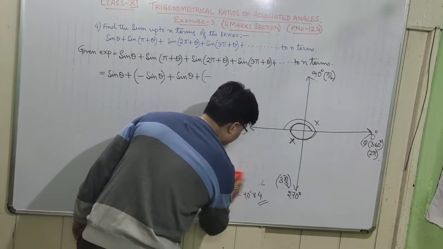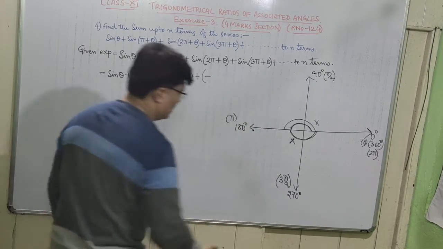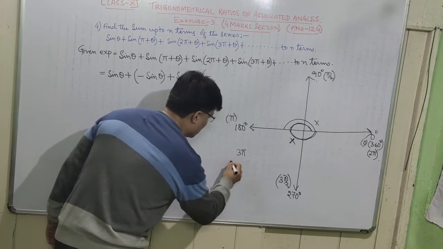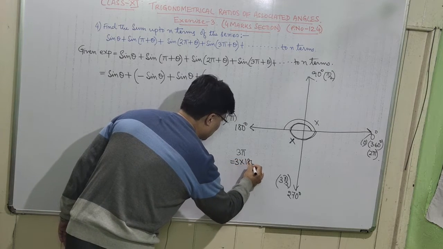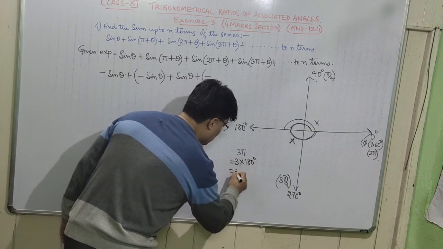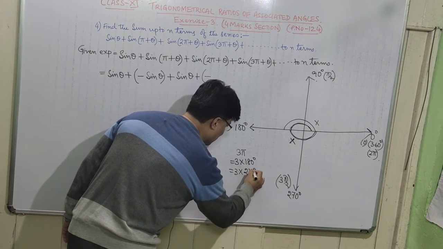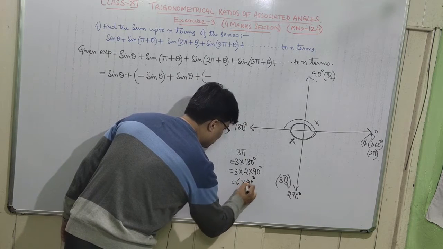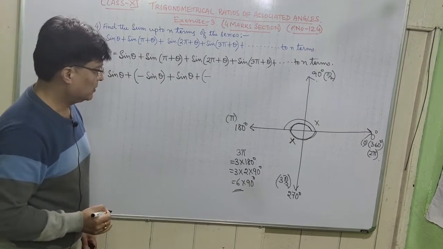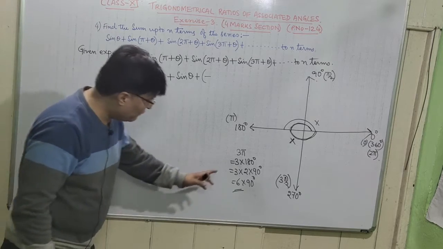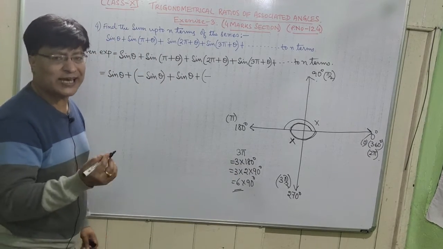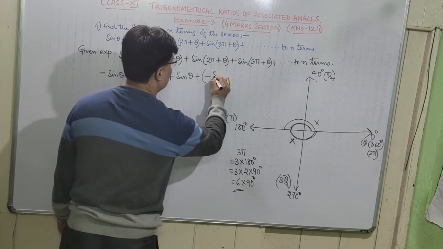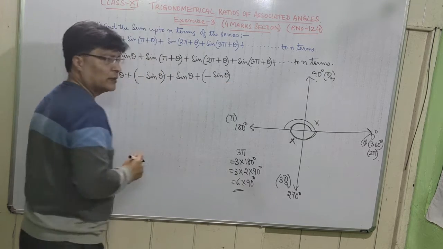Is 3 pi an even multiple of 90 degree or odd multiple of 90 degree? So how will you check it? So let us check it here now. So it is 3 pi, which is equal to 3 into 180 degree, which is equal to 3 into 2 into 90 degree. So it is 6 into 90 degree. So it is even multiple of 90, isn't it? So if it is even multiple of 90 degree, sine remains as it is. Trigonometrical ratios do not change. So let us write here minus sine theta.